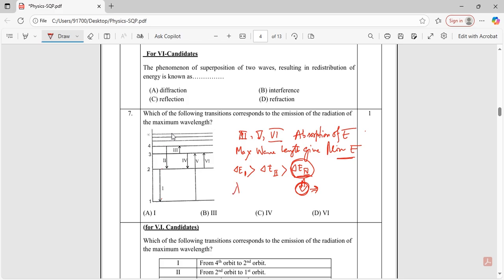So wavelength of 1, okay, is less than wavelength of 2, which is less than wavelength of 4. So wavelength of 4 gives the max energy. So that's the correct answer. Okay, that's question number 7.